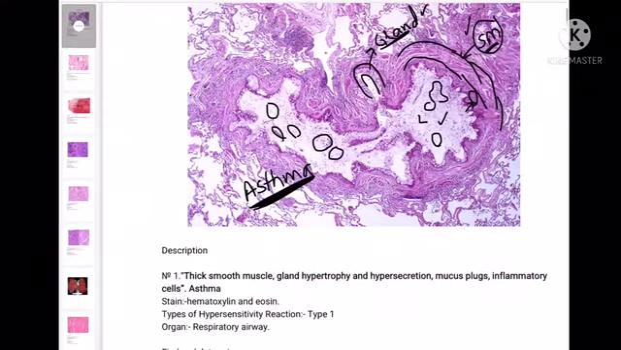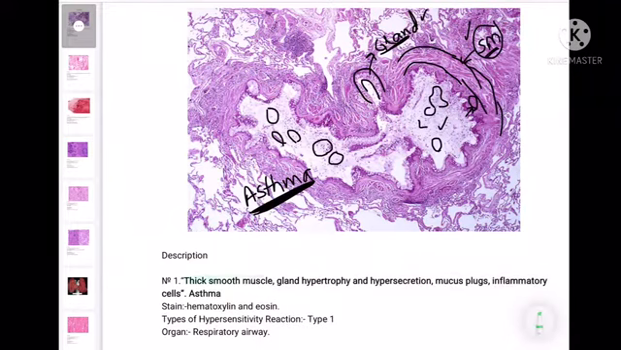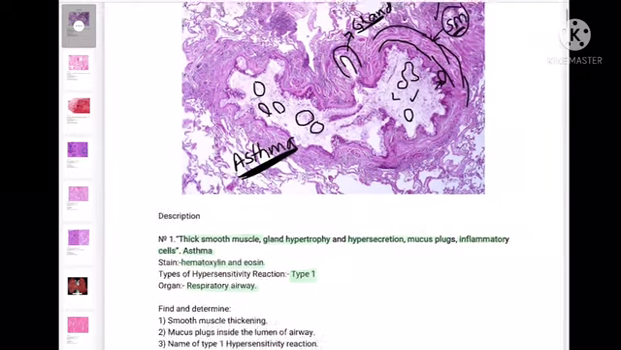So let's go for the description. Thick smooth muscle, gland hypertrophy and hypersecretion, mucus plug, inflammatory cells. So all these findings can be found in asthma. And the staining used is hematoxylin and eosin, and this is a type of rapid hypersensitivity reaction. So that is the type 1 hypersensitivity reaction, and the organ is the airway. What else are they asking?